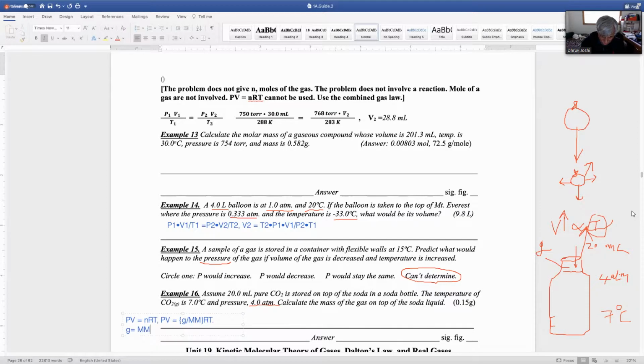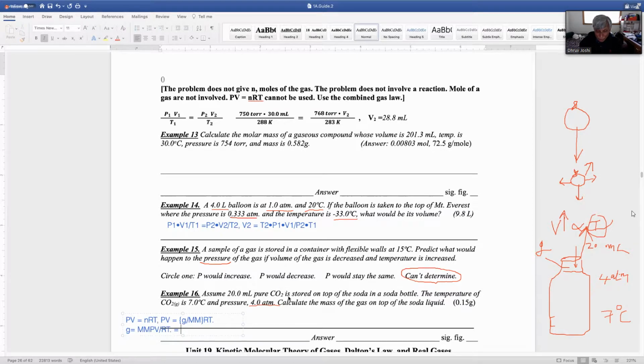RT is going to be in the denominator, grams, PV is going to be in the numerator. So PV divided by RT. Okay, simple algebraic substitution, simple algebra here. So now I plug in the values.